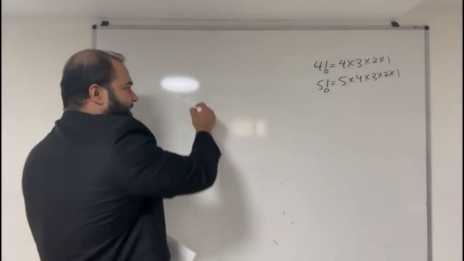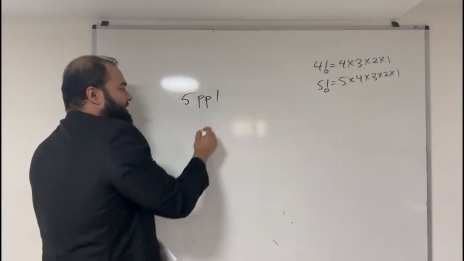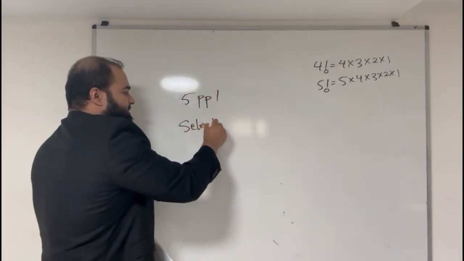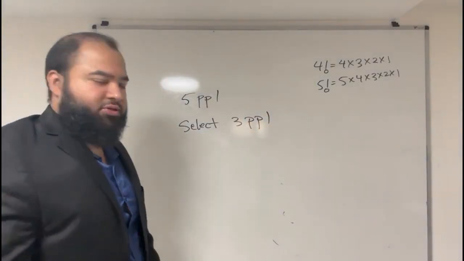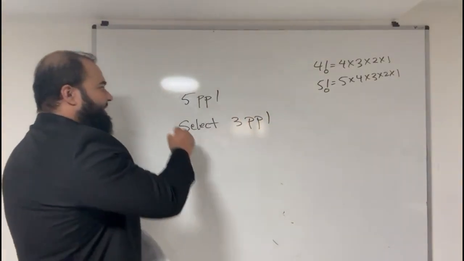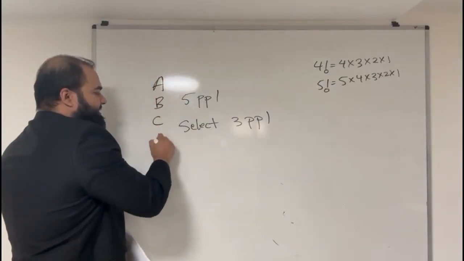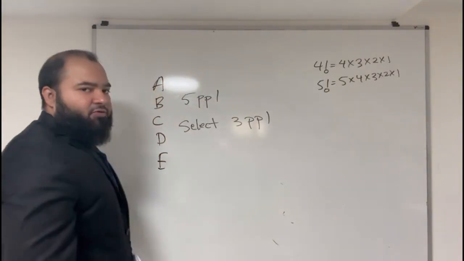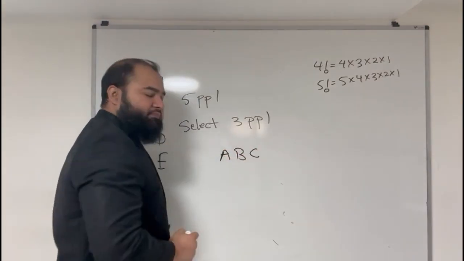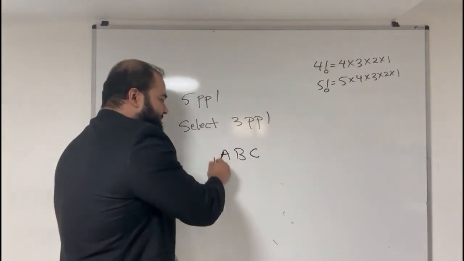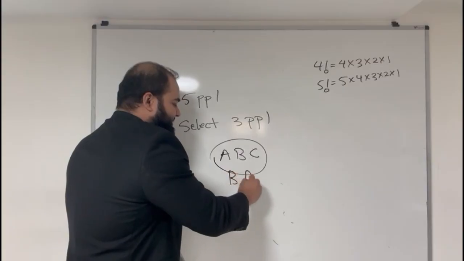Let's say you have 5 people and you want to select 3 people to make a group. So let's say the 5 people are A, B, C, D, and E. If you were to select 3 people, you could decide to select A, B, C. That's your group. Or you could select B, A, C.